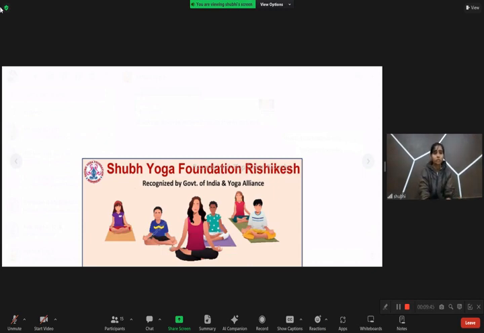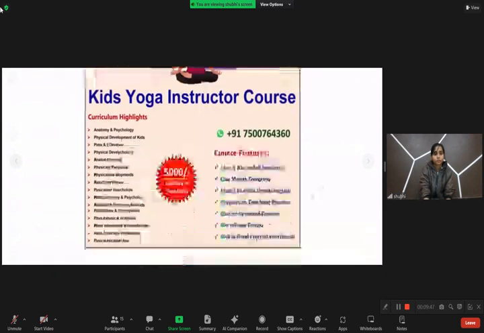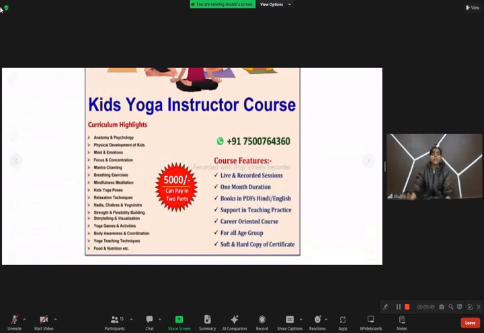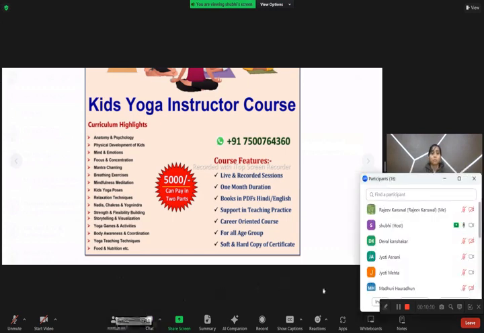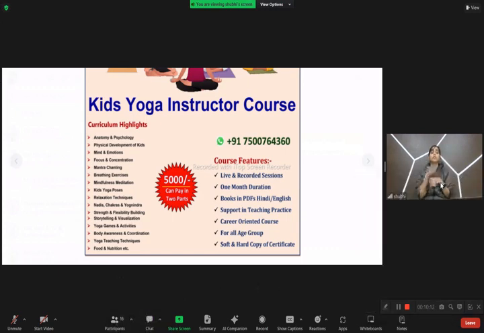Next one, physical development of kids. That is very important. So you know there are the different phases of childhood, then teenage. There are some physical developments you can see in kids. So that we will also discuss, like how they can understand themselves, their body, and how we have to understand their body and give things according to that.